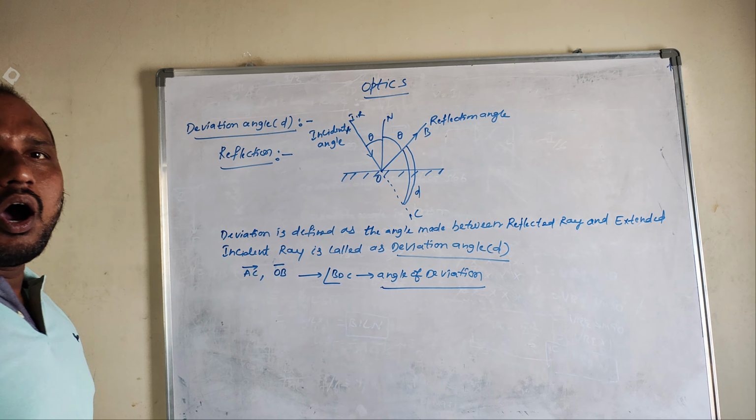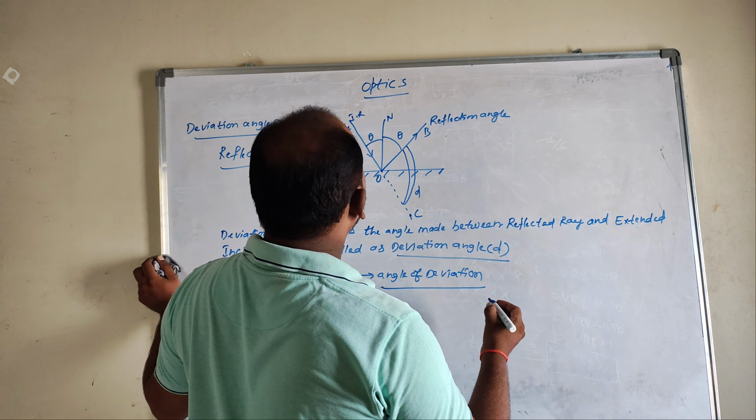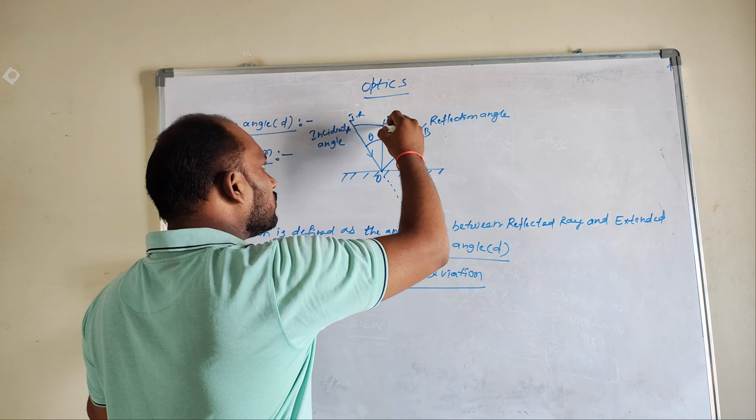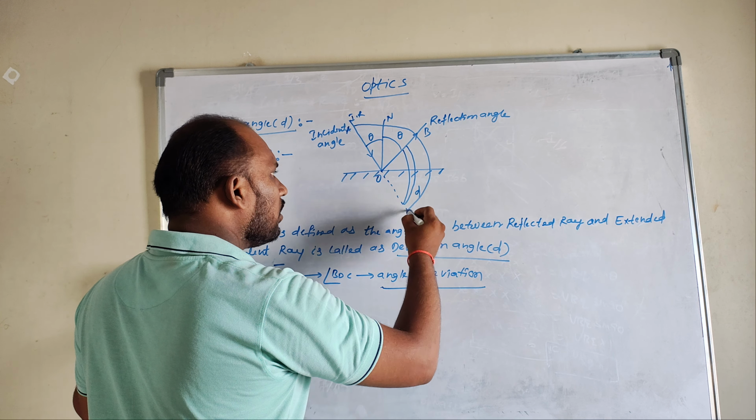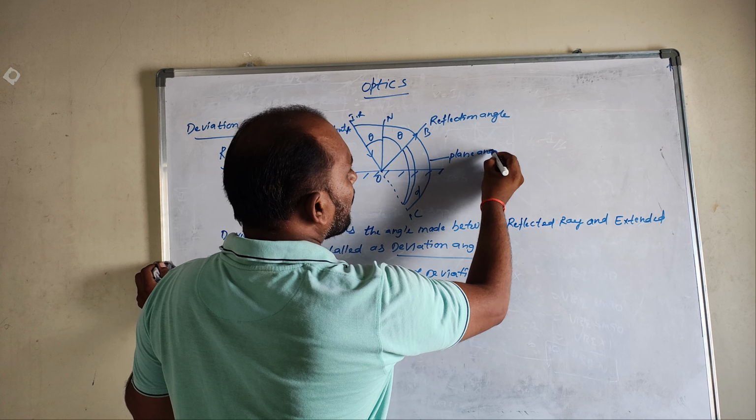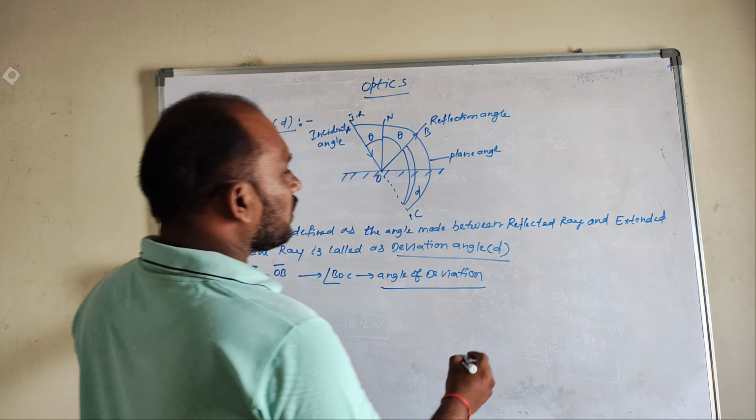How can I find out this angle? Let's see guys here. This is a plane angle. So this is the plane angle, and the plane angle is equal to how much, guys? 180 degrees. So let's see.